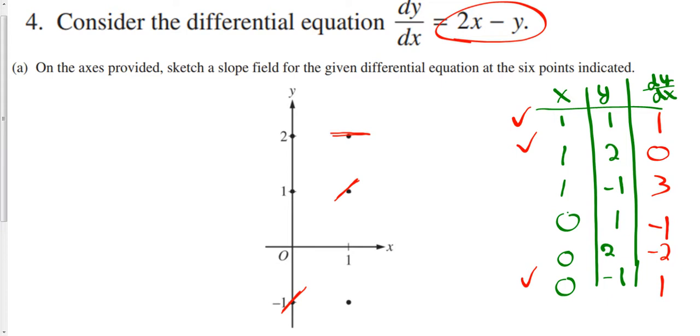At (0, 1), that should have a slope of -1, so we'll just go like this. Oops, sorry, that's the wrong check mark. So now we got just a couple more. So all we have to do is basically make these slopes steeper because they are of 2 and 3. So (0, 2) is a slope of -2. So I just need to make it a little steeper than that other one. So just kind of like that.